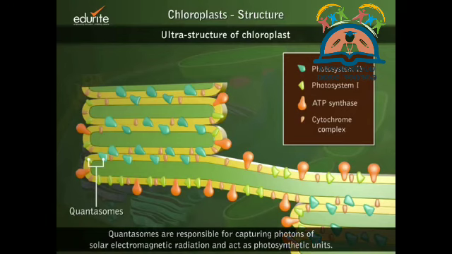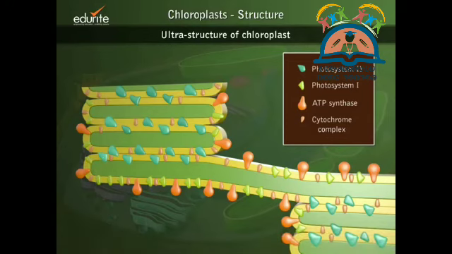Quantasomes are responsible for capturing photons of solar electromagnetic radiation and act as photosynthetic units. The larger granules are called photosystem II or PS2, and the smaller granules are known as photosystem I or PS1. The intergranal lamellae lack photosystem II but contain only photosystem I.